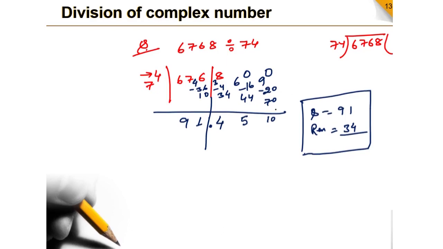Right? So the answer is 91.451. You can write down 0, but after this one there is no value of 0. So what you can write down? You can simply write down 91.45. You can go on, but there is nothing you have to divide. So that's the final answer.